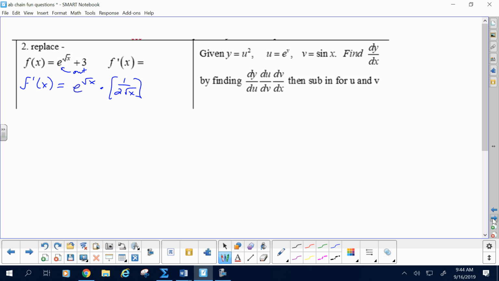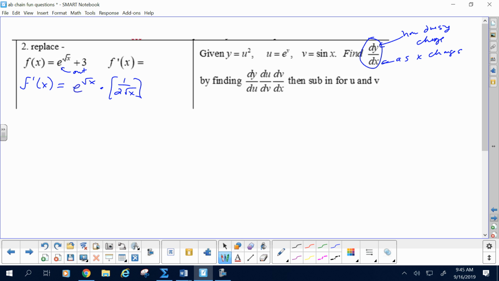If I wanted to see how y changes as x changes, that's really what dy/dx means. How does y change as x changes? Well, there's a bit of a domino effect. Don't you agree that when x changes, it changes v? And then when v changes, it changes u. And when u changes, it changes y. So y is indirectly related to x. The question is then how? Well, that's the chain rule.